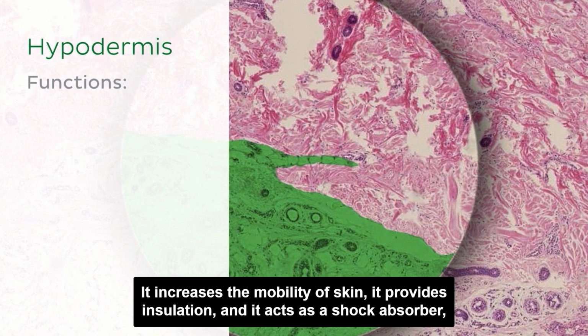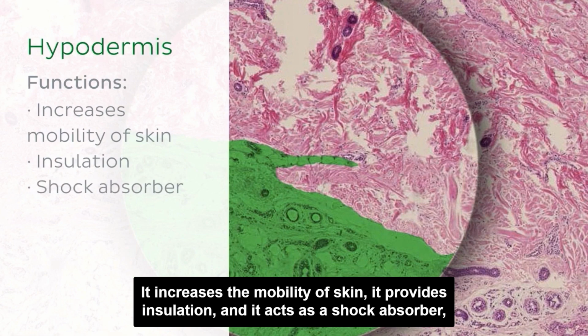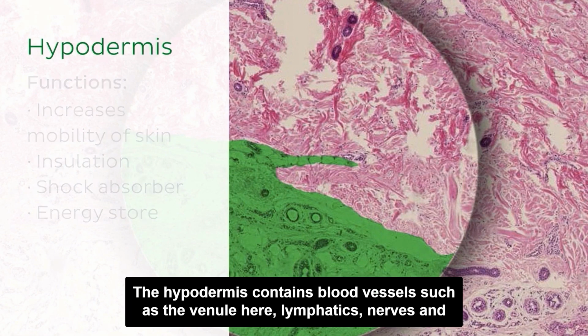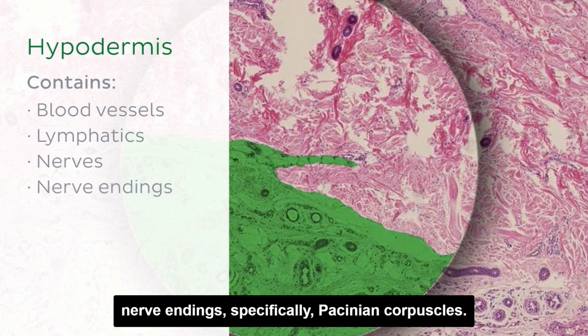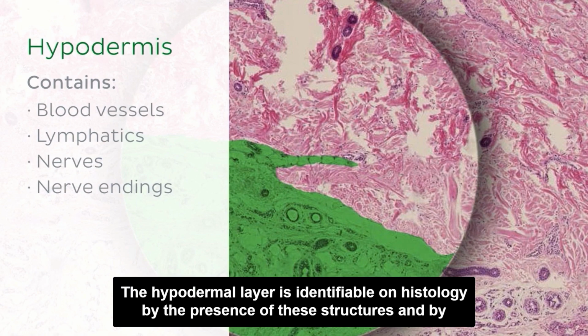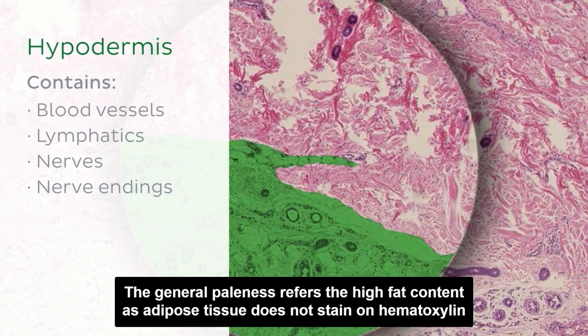It increases the mobility of skin, it provides insulation, and it acts as a shock absorber and works as an energy store. The hypodermis contains blood vessels, such as the venule here, lymphatics, nerves, and nerve endings, specifically Pacinian corpuscles. The hypodermal layer is identifiable on histology by the presence of these structures and by its paler pink color. The general paleness refers to the high fat content, as adipose tissue does not stain on hematoxylin and eosin.